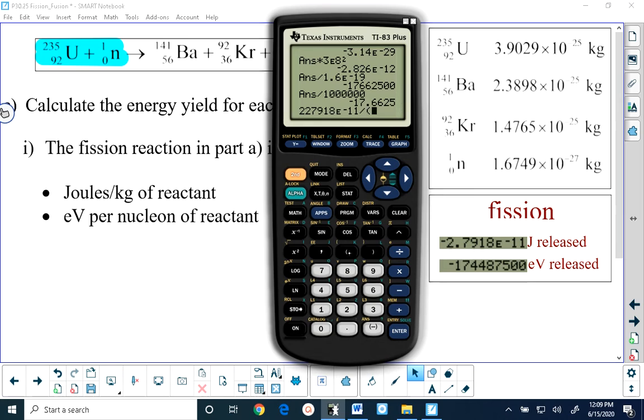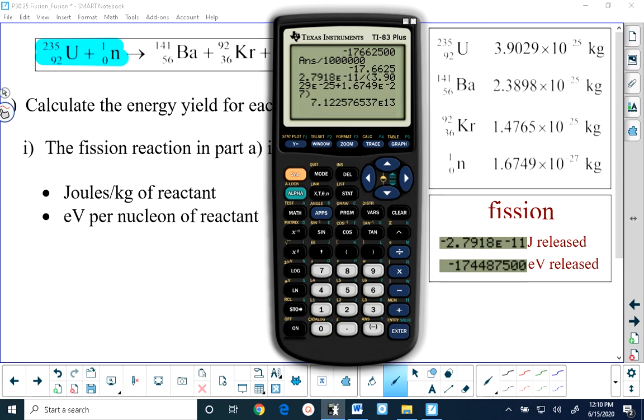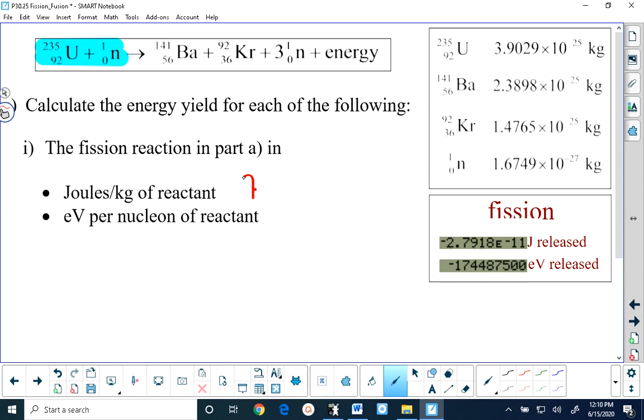So I'm going to divide by, in brackets, the mass of the uranium, which is 3.9029 multiplied by 10 to the negative 25, plus the mass of a neutron, and I see I forgot my decimal up there. This should be 2.7918 times 10 to the negative 11. I'm dividing by the mass of the uranium plus the mass of the neutron. What that gives me is approximately 7 times 10 to the 13 joules per kilogram. I'm not going to worry about the decimals because that is not the point of what we're doing here. We get approximately 7 multiplied by 10 to the 13 joules per kilogram.